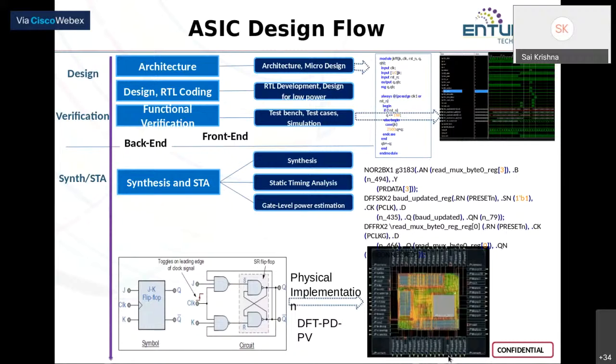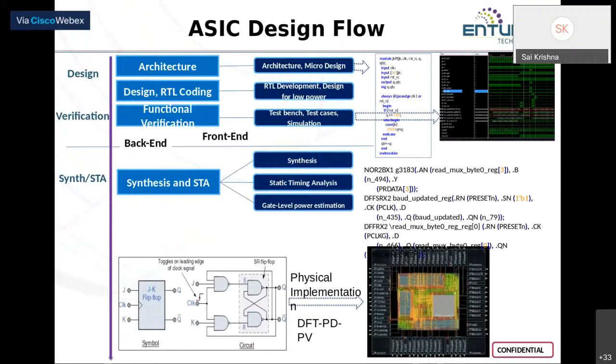So as I've mentioned earlier, the front end part deals with the architectural design, the RTL coding, and its verification, whereas the back end starts with your synthesis and STA. So architecture is nothing but, once you realize what exactly is your chip design specification, you build an architecture. That means you build a technical specification and you try to understand what are all the modules present in order to achieve the overall functionality.